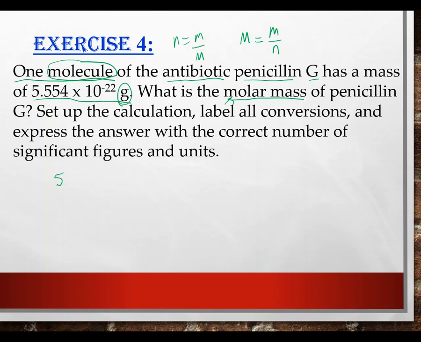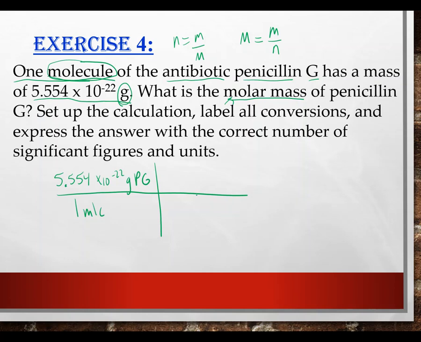We have 5.554 times 10 to the minus 22nd grams. I'm just going to put PG for penicillin G since I don't know its formula off the top of my head. And you're like, why don't we know the formula? Well, we don't need to know the formula. You'll see it's going to work out just beautifully here. It's this 5.554 times 10 to the minus 22nd grams per molecule. So I would put 1 molecule on the bottom here. This is the amount of grams per molecule.